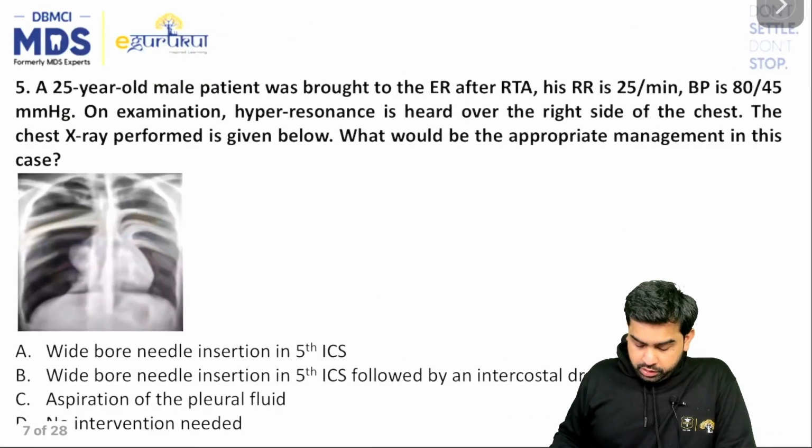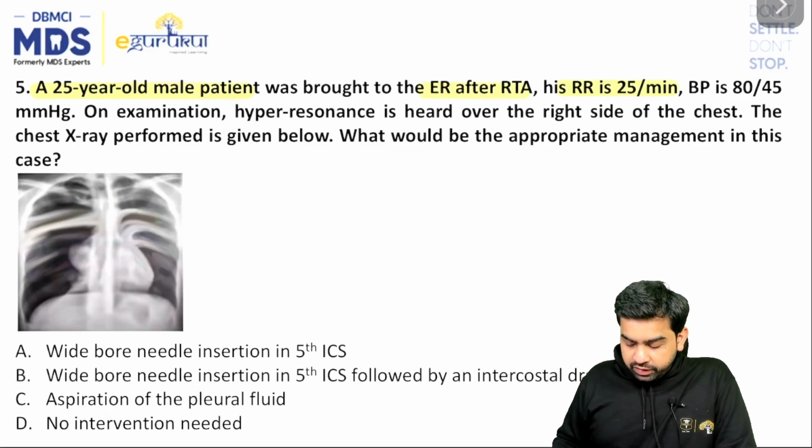Okay, now there is a 25-year-old patient who was brought to the emergency room after a road traffic accident. The respiratory rate is 25 per minute. The blood pressure is 80 by 45 millimeters of mercury. On examination, there is a hyperresonance heard on the right side of the chest. The chest X-ray has been performed, which has been shown below. What is an appropriate management in this particular case?